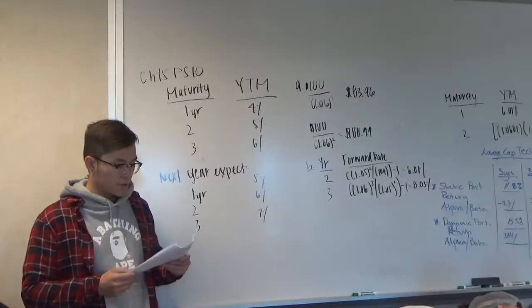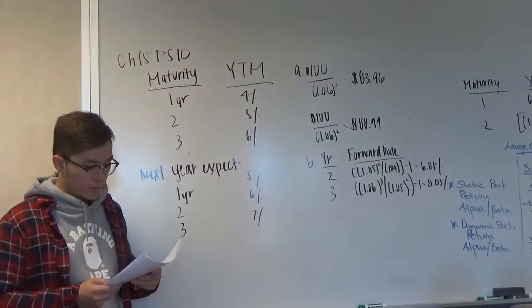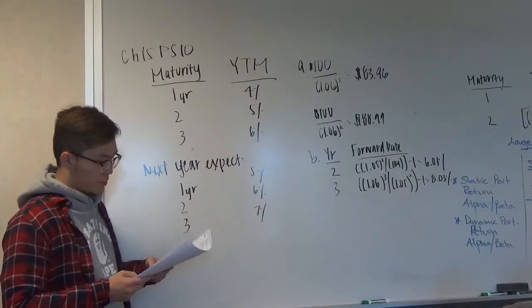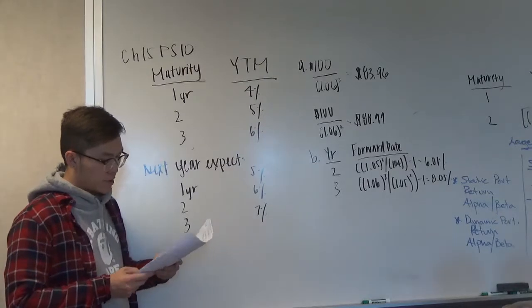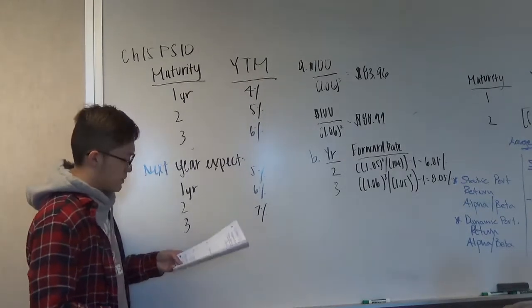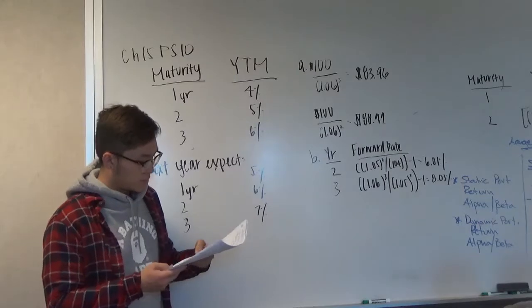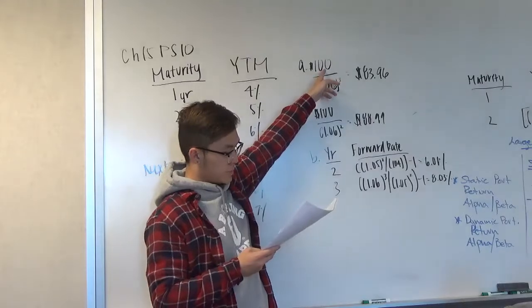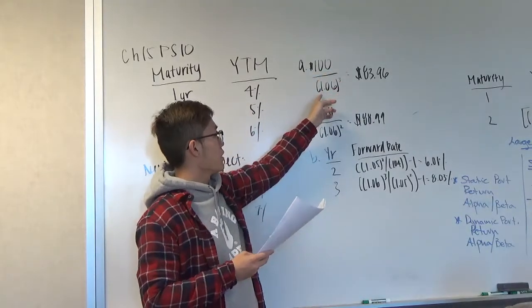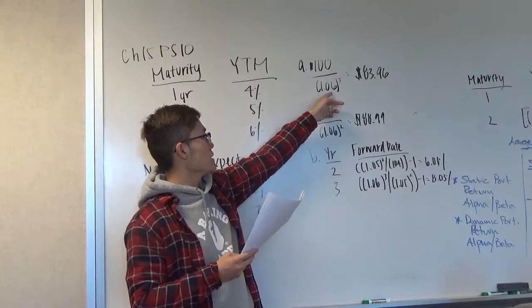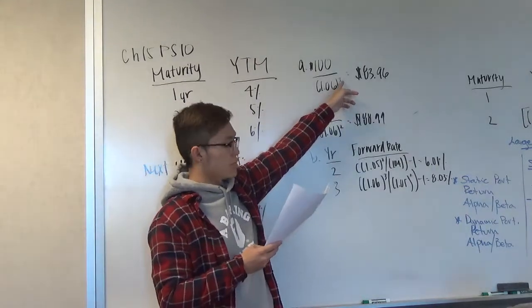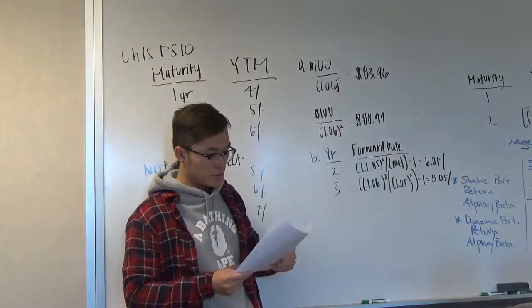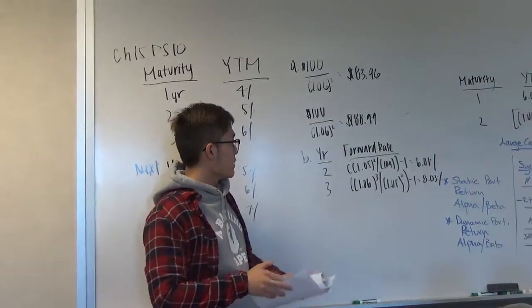So for part A, the question is, what do you expect the rate of return to be over the coming year on a 3-year zero coupon bond? A 3-year zero coupon bond with a face value of $1 will sell today at a yield of 6%. For the price, we divided our face value of $1 over 1 plus the yield to maturity, which is 0.06. So we got 83.96. We did the same for a 2-year maturity and got 88.9.